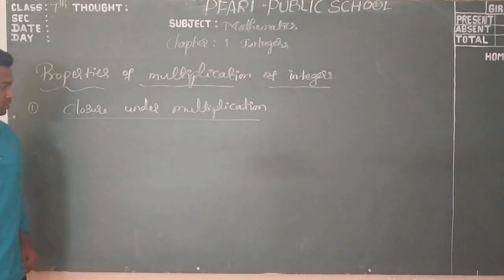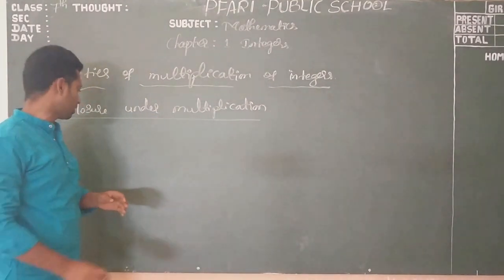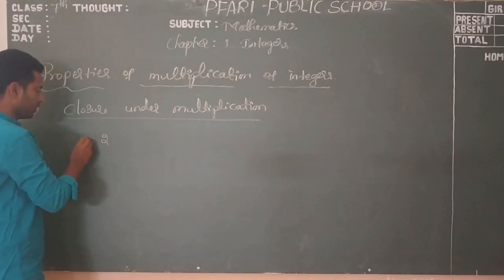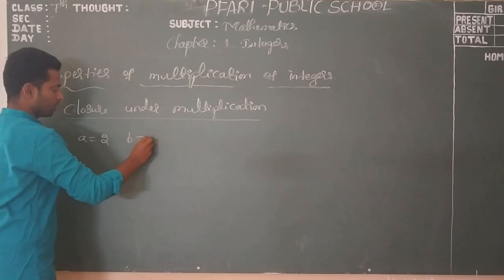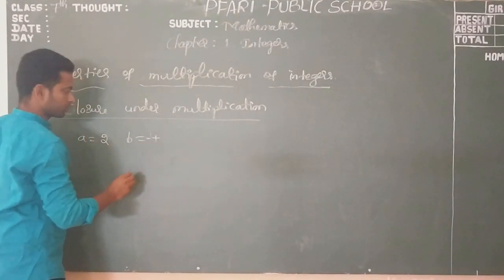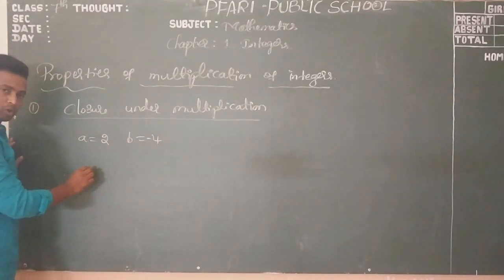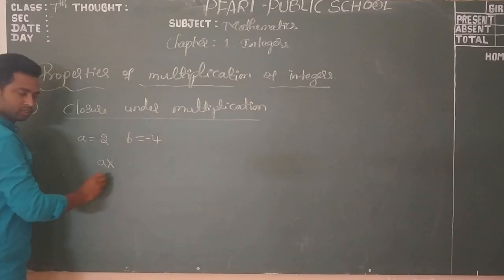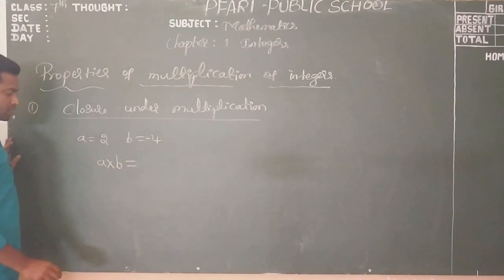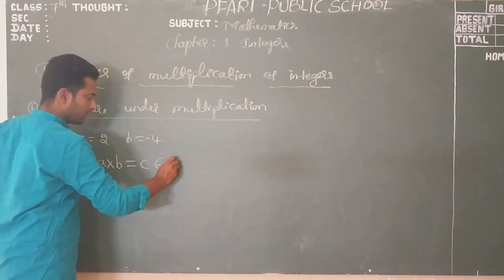To verify this, I am going to take two integers. One is 2, the other integer is 4. Okay. I will take minus 4. So according to the closure law, if you multiply both integers, you get a third integer, and that belongs to the integers.